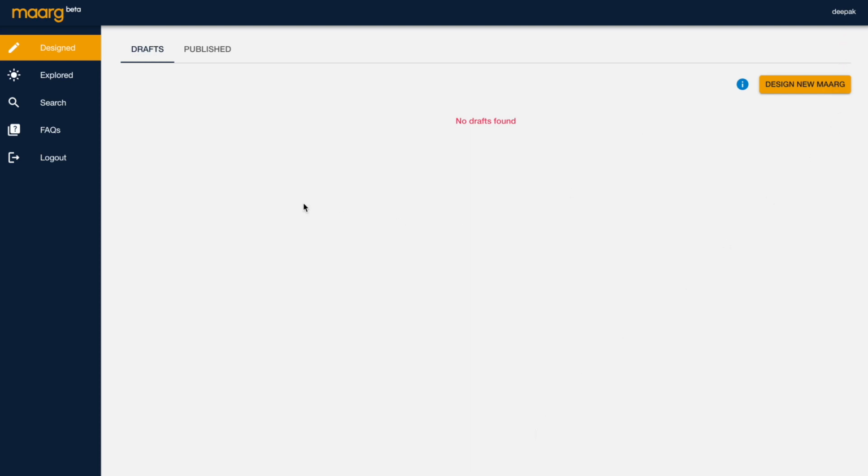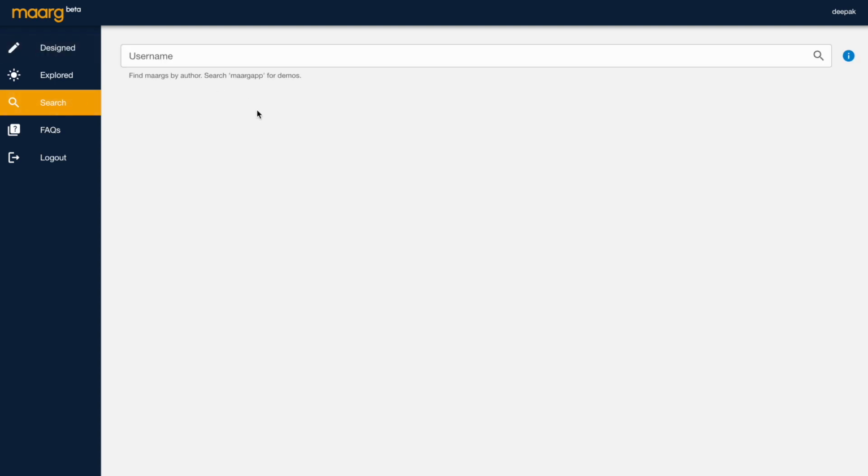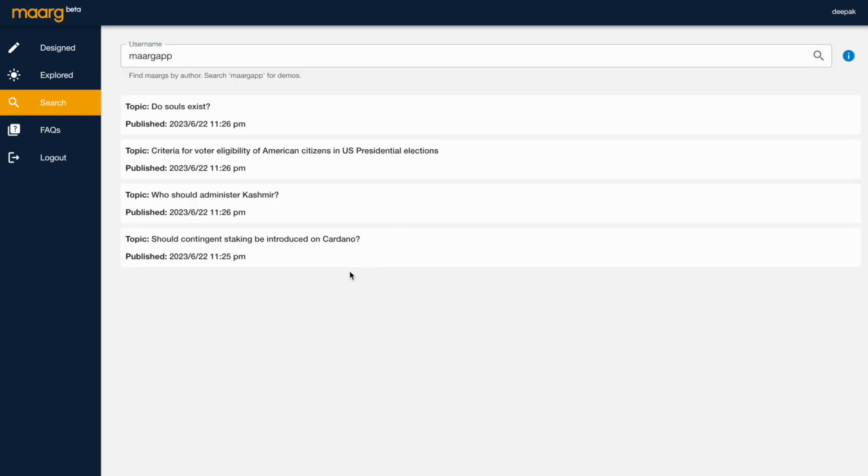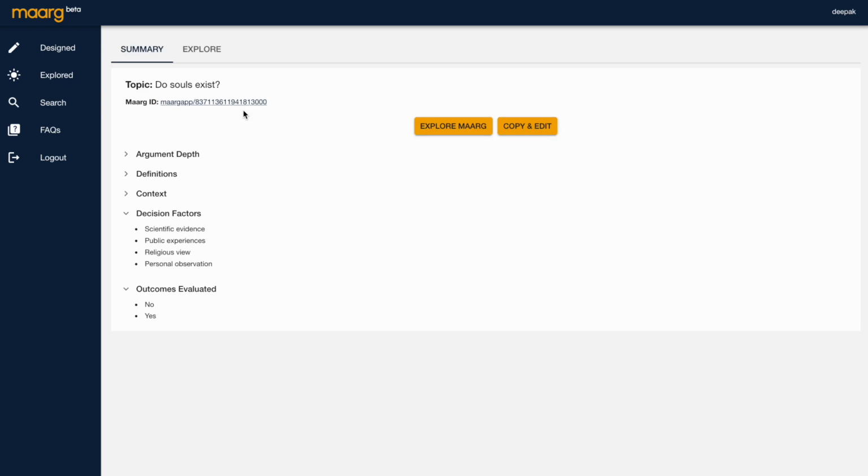And if I'm new to the platform, most likely an author has recommended me this platform, in which case I know the username. Or if you do not know any user so far, you can always start by searching Maarg app, and once you search, you can see some demo Maargs. So let us try to start with something simple. This Maarg tries to address whether souls exist.